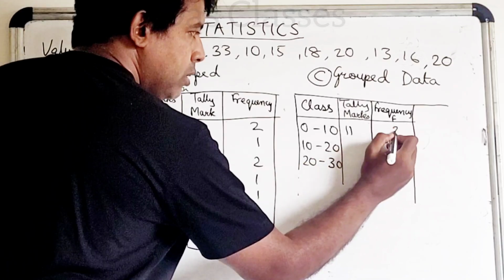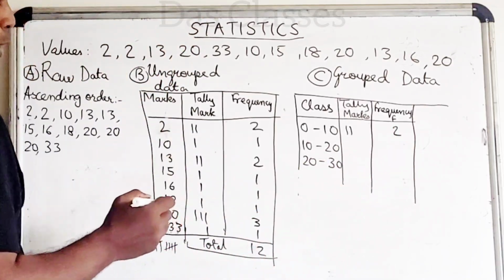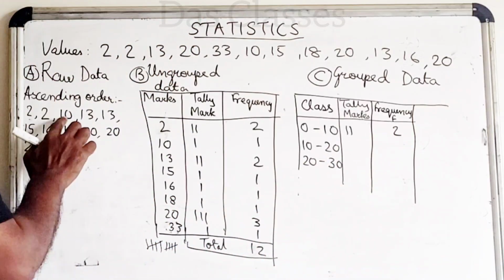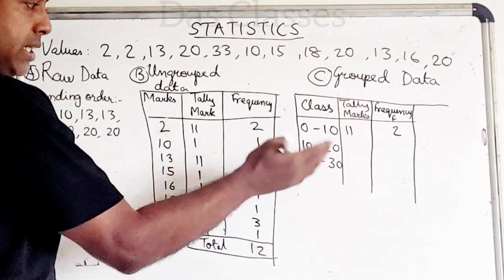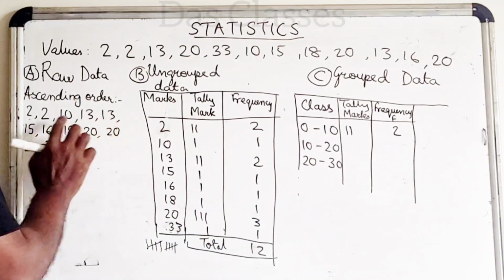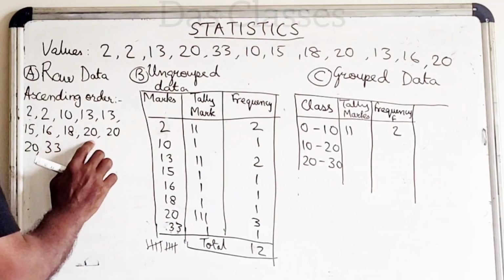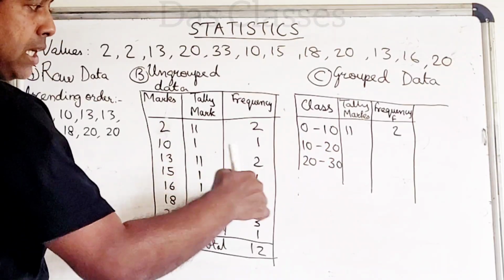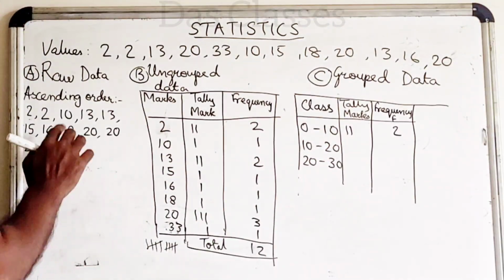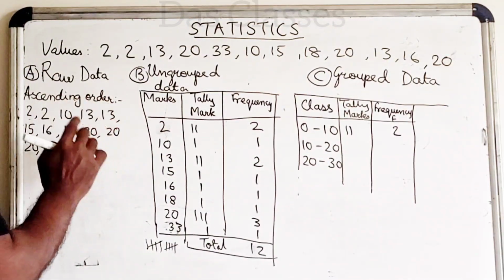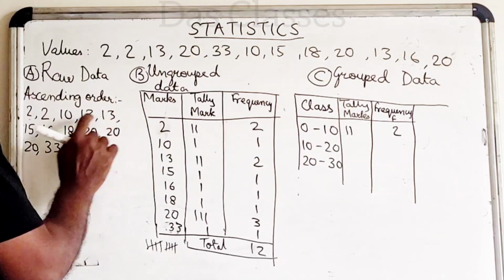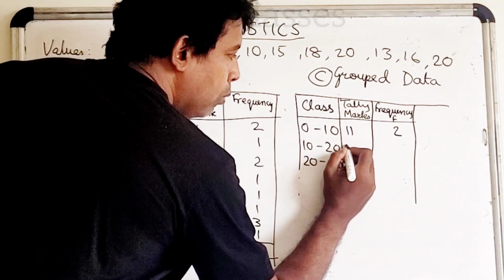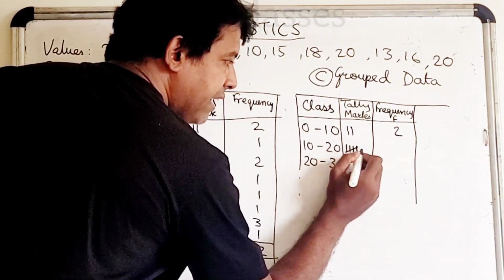So frequency is 2. For 10 to 20, the value 10 will be included in the succeeding class. So 1, 2, 3, 4, 5, 6. 20 again, as it's a continuous class, will be considered in the next class. So for 10 to 20, the values that will be included are 1, 2, 3, 4, 5, 6.